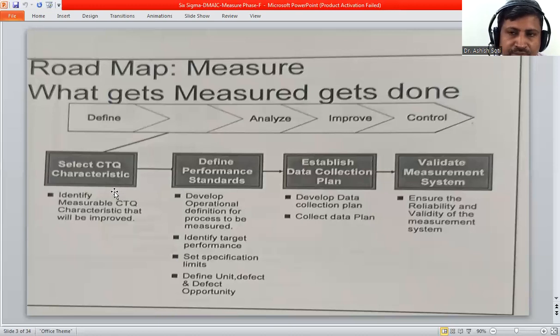Validate measurement system. Once we have a measurement system, the main target is MSA, measurement system analysis. That is the target of the measure phase, MSA. So we have to validate that my measurement system is working satisfactorily, it is not faulty, and I am not going to accept a wrong product because of my measurement system, and I am not going to reject a right product because of my measurement system. That is what we have to do before we do anything at the measure level.